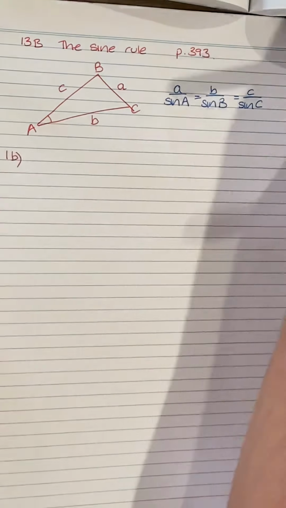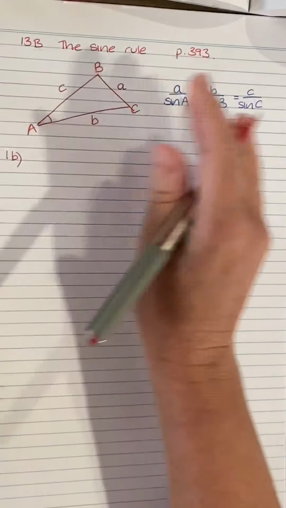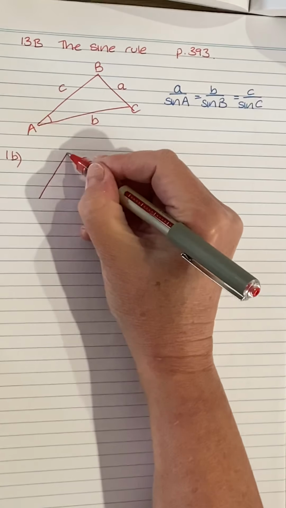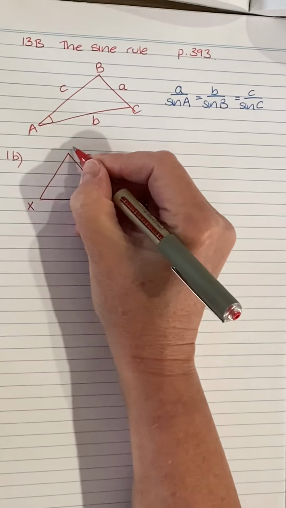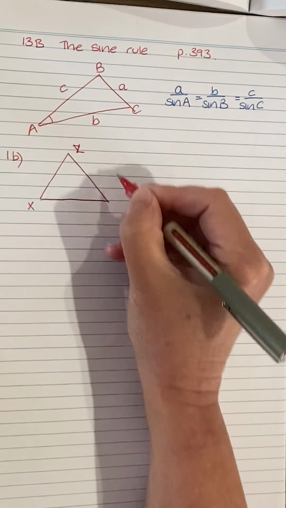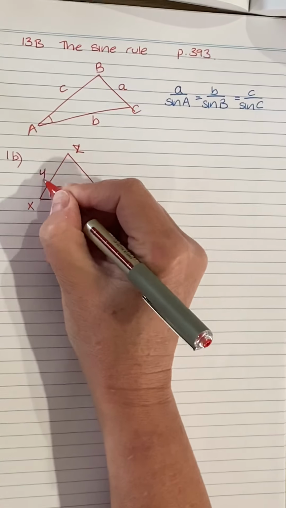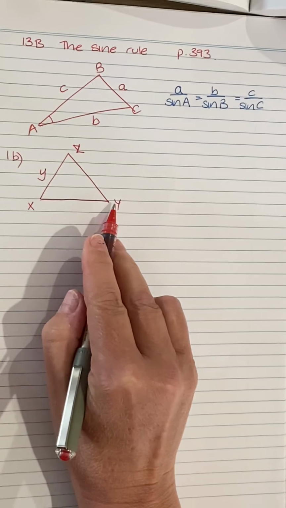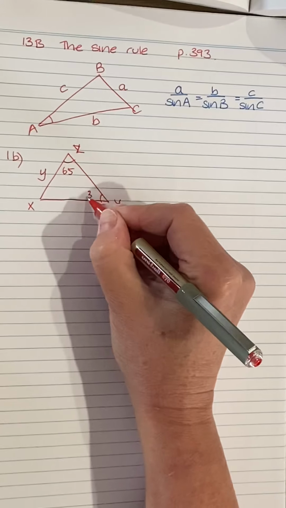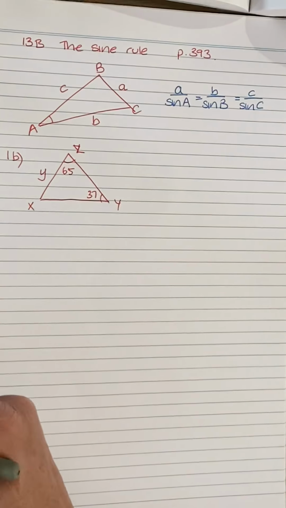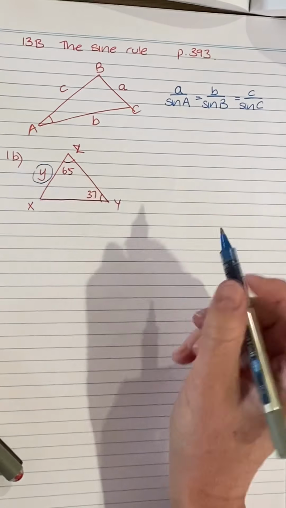I'm going to choose 1b. That's not one that you do. And it looks like this. And we've got x, y, z and y. So this is lowercase y, opposite y. This is 65 and this is 37. And we want to find the value of the pronumeral. So in this case, the y.